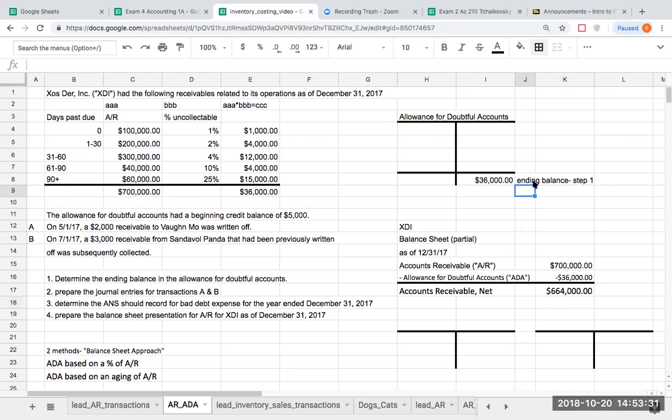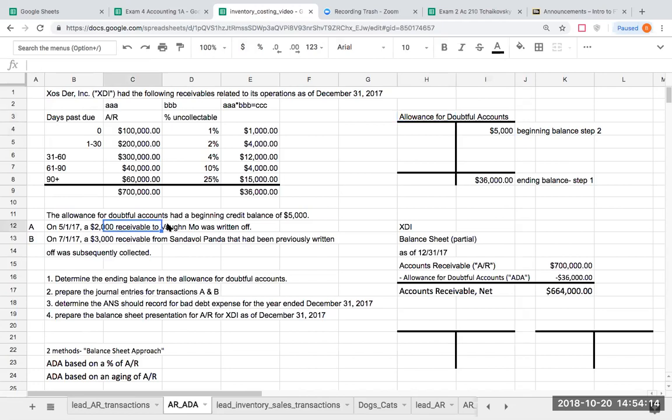The next thing that can happen as we go through and look at different transactions that can impact the allowance for doubtful accounts is right here. It tells me I have a beginning credit balance of $5,000. So we'll write this beginning credit balance in right here. That'll be our step 2. Then we have to also see what other types of items can impact the allowance for doubtful accounts.